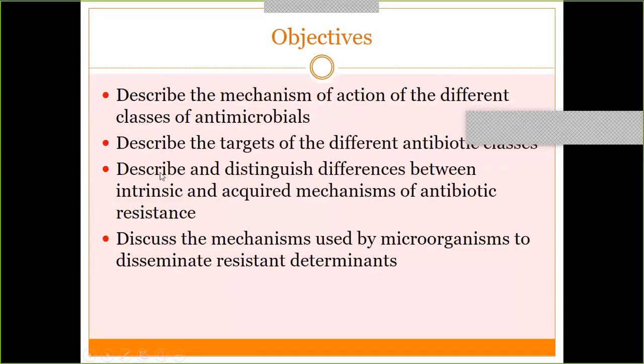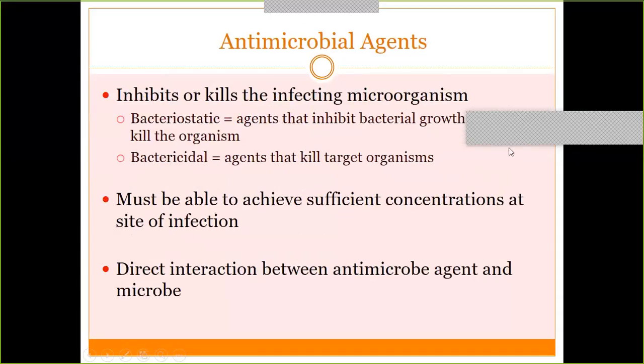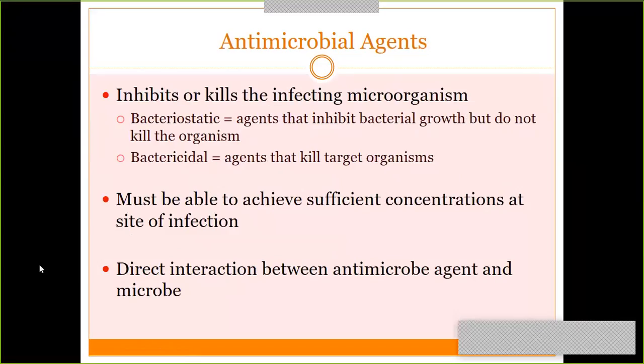All right. So again, an antimicrobial agent is basically just anything that can inhibit or kill the infecting microorganism. So there's two terms that we commonly refer to, bactericidal and bacteriostatic. So bacteriostatic is those that do tend to inhibit the growth, whereas bactericidal actually will kill the target organisms. So again, any antibiotic or any antimicrobial agent should be at a sufficient concentration to make sure it's doing its job. And it'll have some sort of interaction between that agent and the microbe. And that's how we generally classify the agent.